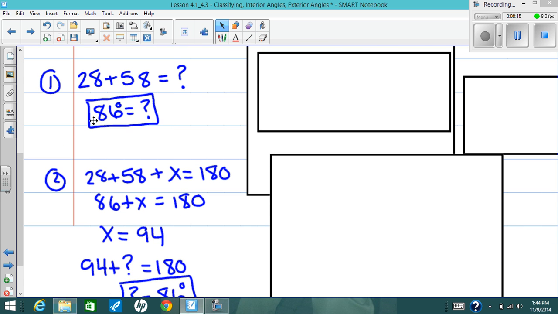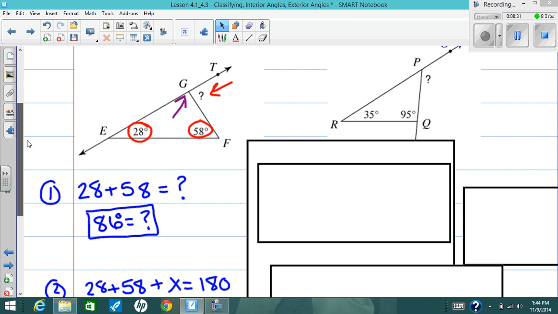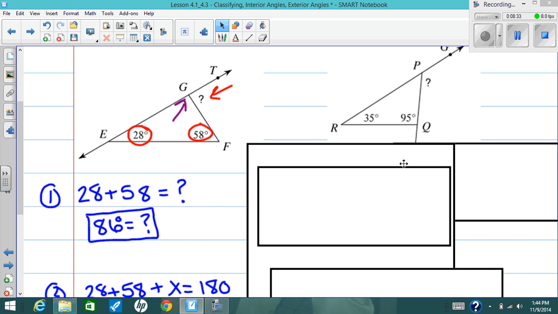So I think knowing that the remote interior angles are equal when they're added to the exterior angle, I think that is just a quicker way. Sometimes you have to use this method. Sometimes you can get away with this method for number 2 if for some reason you forget that theorem. But you should know both.